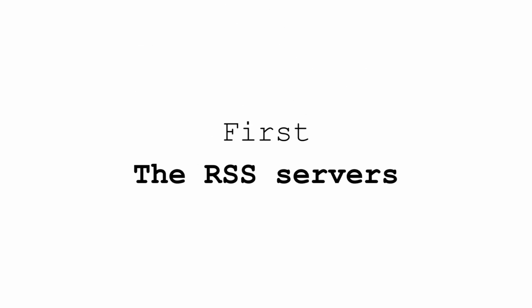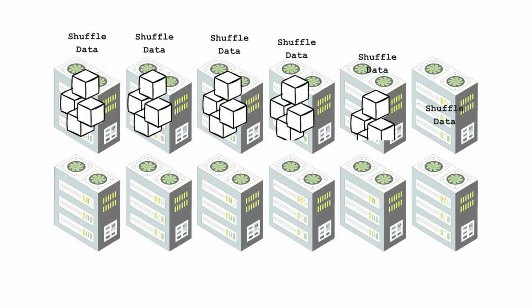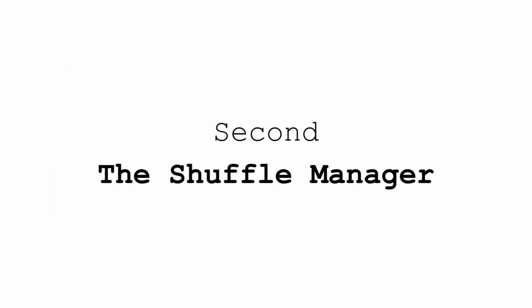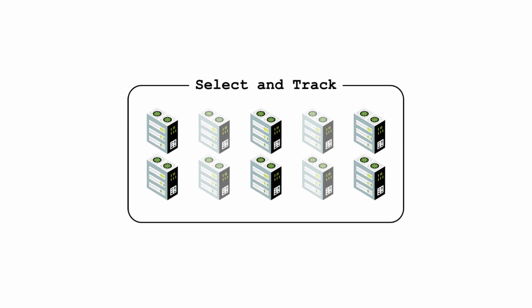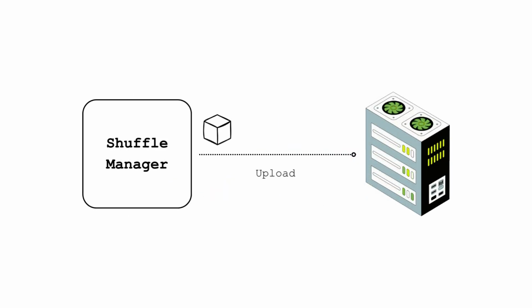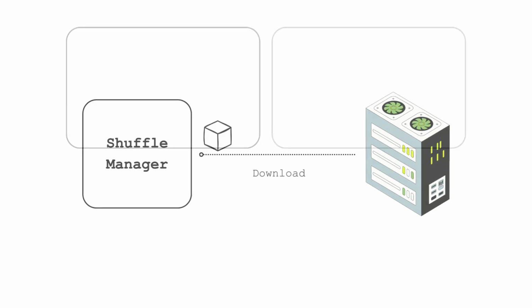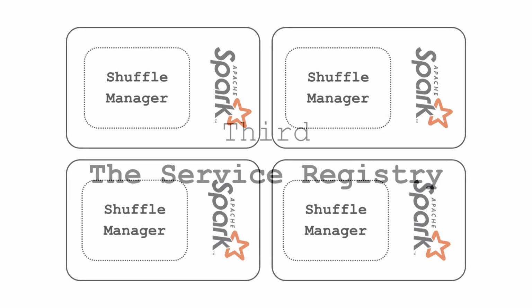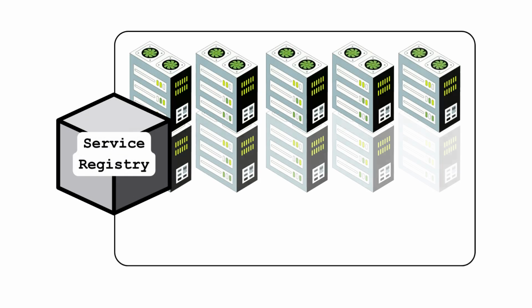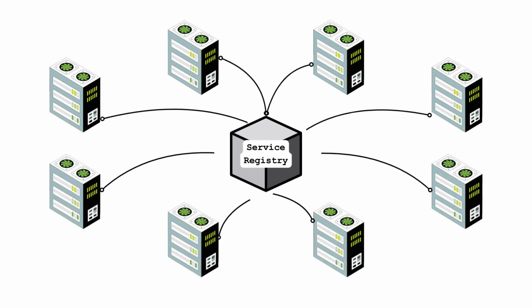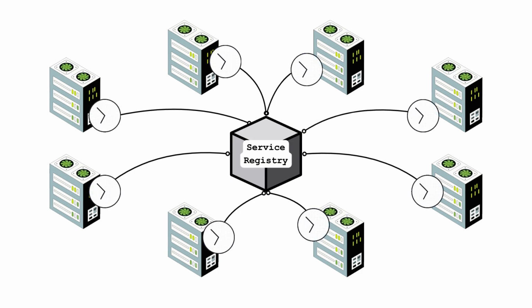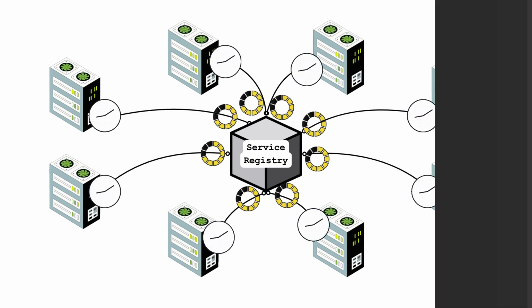First, the RSS servers. These servers store the shuffle data during the Spark execution process. Second, the Shuffle Manager. It is the component that implements Spark's Shuffle Manager interface and is responsible for selecting and tracking remote shuffle servers and handling data uploads and downloads. Each Spark host has a Shuffle Manager. Third, the Service Registry. This component maintains a list of available RSS servers. Uber uses Zookeeper as a service registry. Each RSS server keeps a long-running connection with Zookeeper to update its status periodically.